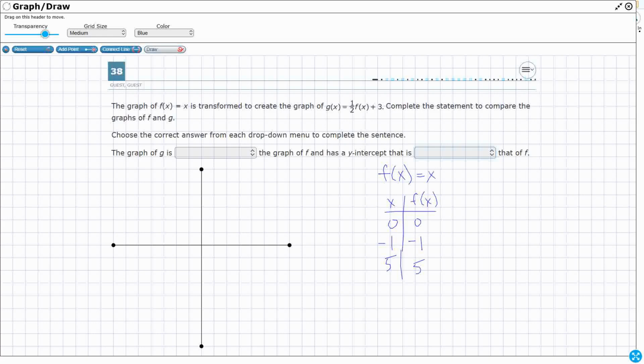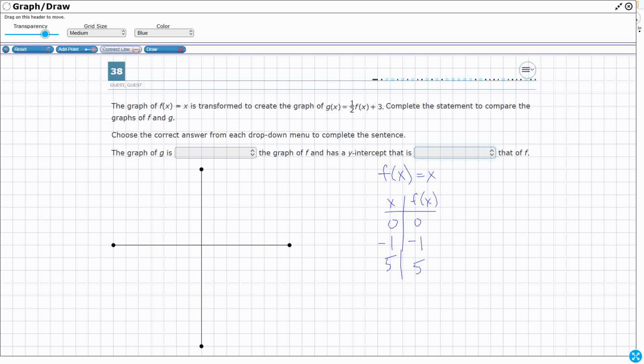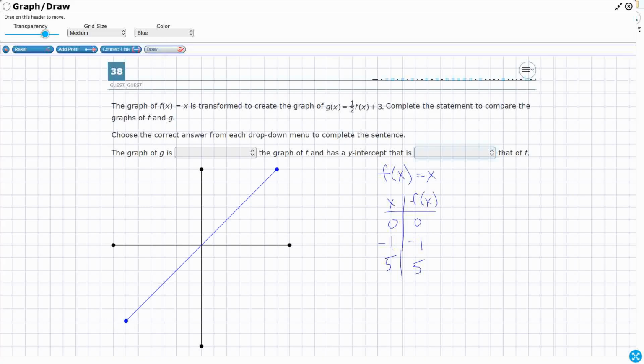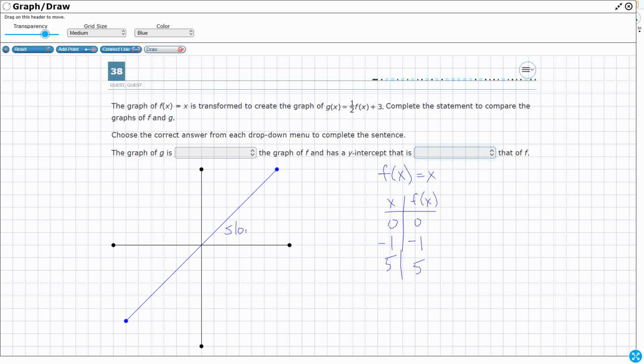Let me just go ahead and do that with the connect line. We're going to go straight through the origin, and it's going up 1 over 1, right? So we could just do it like that, and we can write our slope equals 1. Rise over run, so I'm going up 1 over 1 every time. Because we're looking at the slope, and we're also looking at the y-intercept here, okay?